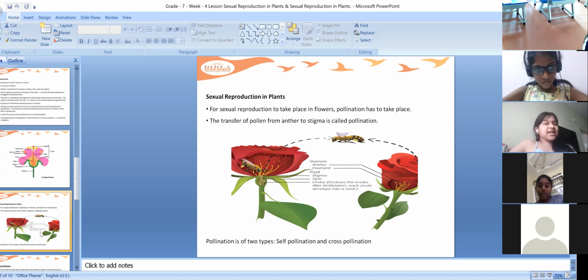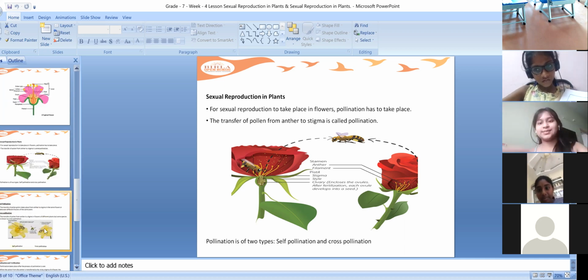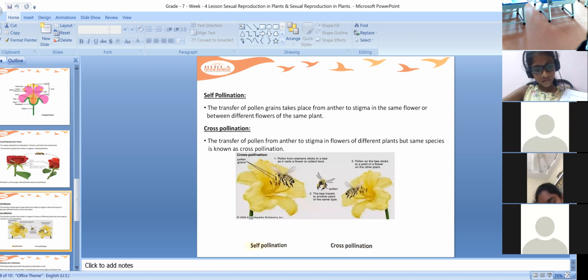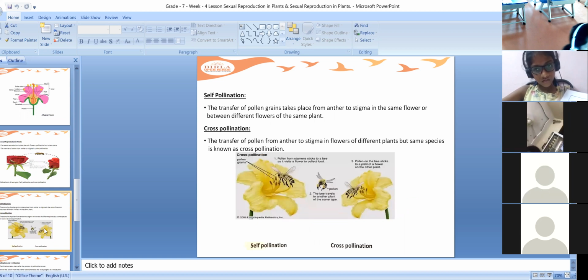Pollination is the transfer of pollen from anther to stigma. These are the reproductive organs, anther and stigma. So there will be a transfer and the pollination takes place. And like this, the reproduction takes place. Even in this picture you can see it clearly.